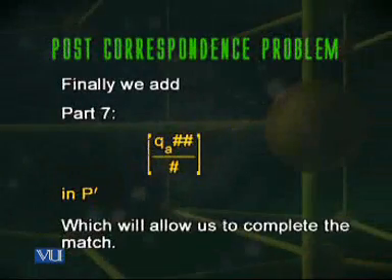So we have now nearly completed our match. If we just do the last part, we will be able to finish this and complete this partial match into a complete match. That's what we are after. So let's look at part 7 of this construction. We finally add the following domino. This domino has QA and 2 hash signs at the top and just a hash sign in the bottom. We add this to our collection, and this last domino will allow us to complete our partial match.